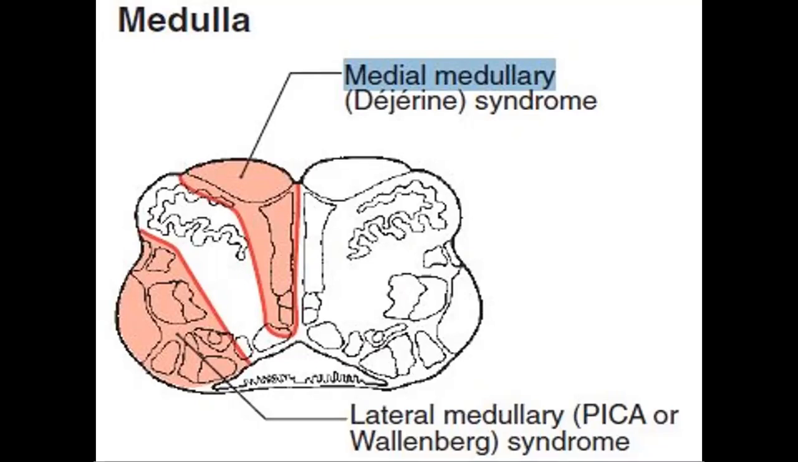So again, let's go back to the diagram slide. What is seen in the lateral part, we call the lateral medullary syndrome. In the lateral medullary syndrome, the main artery supplying is the PICA, posterior inferior cerebellar artery. In the medial part it was the anterior artery; in the lateral side, it is PICA. We can see infarction or thrombosis in this artery, so we also call it PICA syndrome.